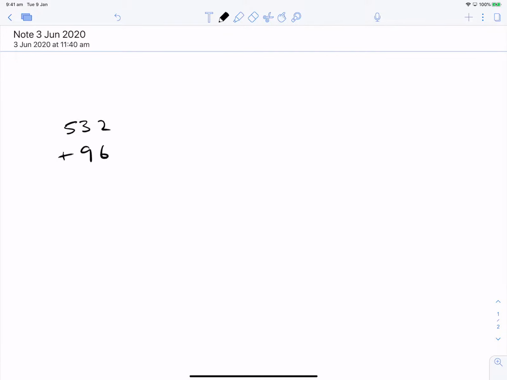Alright, so here we've got a problem. We're looking at advanced column addition, and we're going to look at what happens when we add 532 plus 96. Particularly with this module, what they really want you to be able to do is to write out each step that you take. It's a really important part of it.